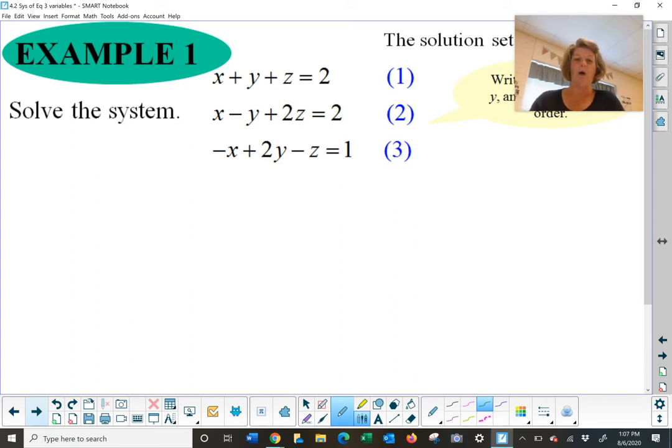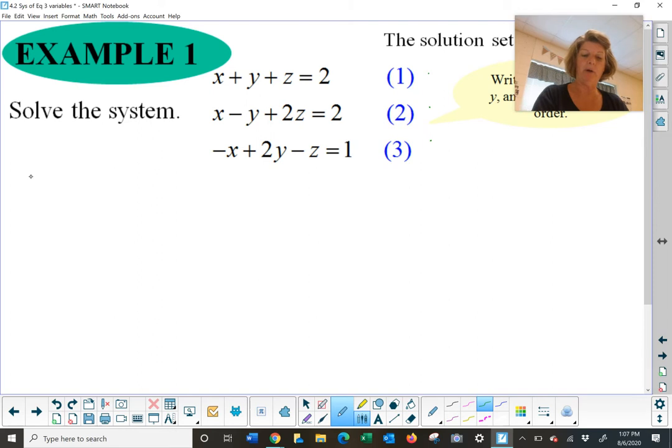So example 1, you notice that we have 3 equations and they've been labeled out for us, 1, 2, and 3. They also each contain 3 variables. So sometimes I think this actually makes it a little bit easier. Let's go after, do we want to eliminate y's? We can eliminate y's. Let's do it.